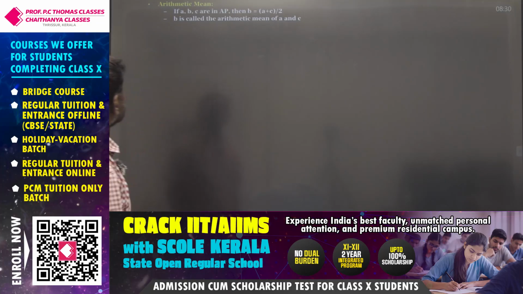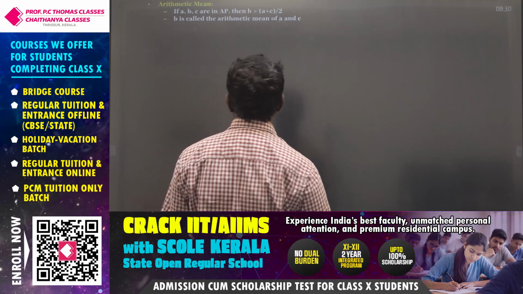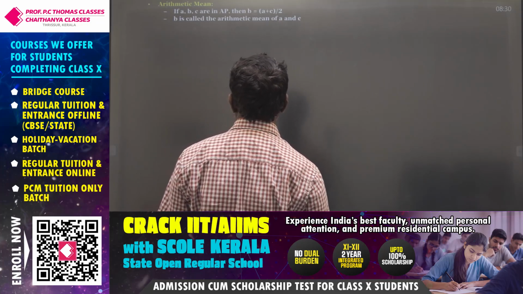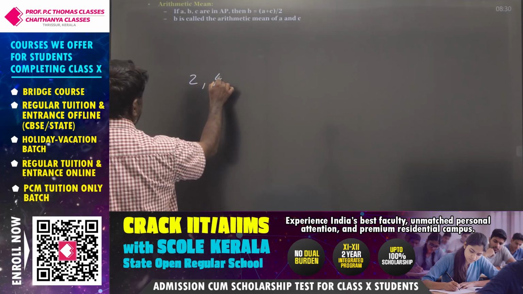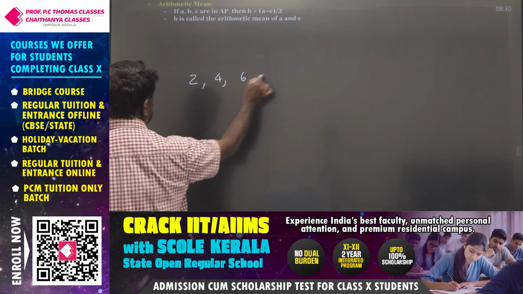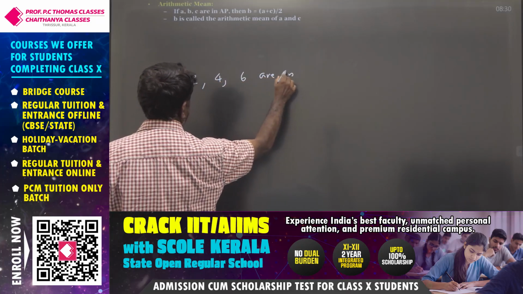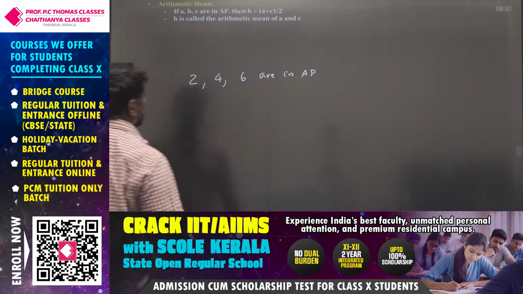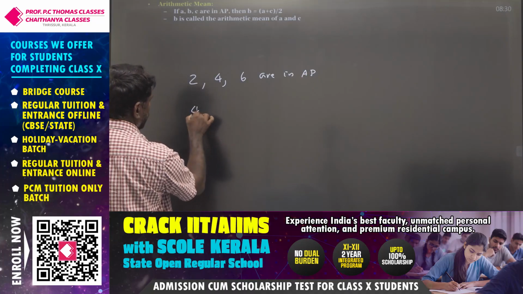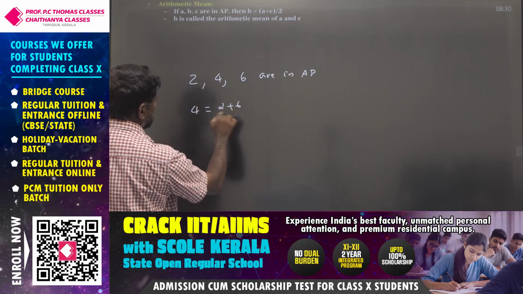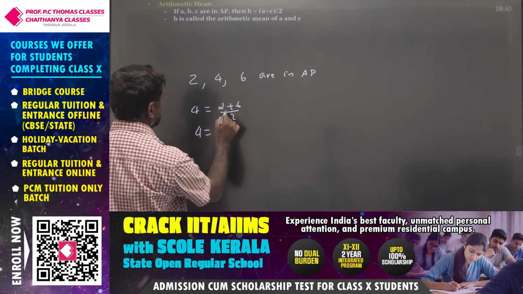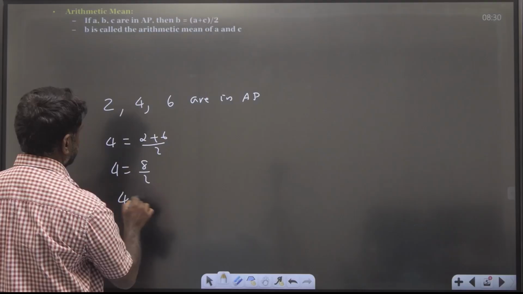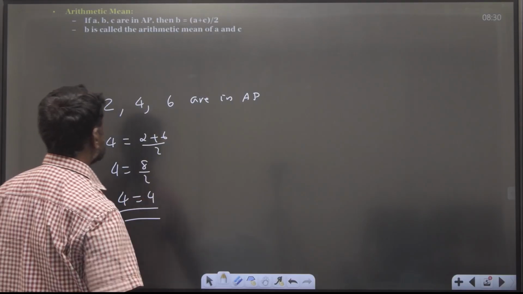Next, if A, B, C are in AP, then B is equal to (A plus C) by 2. It is a formula. For example, 2, 4, 6 are in AP. Then this middle term 4 can be (2 plus 6) by 2. Is it correct? 4 is equal to 8 by 2, so 4 is equal to 4. This is always equal.